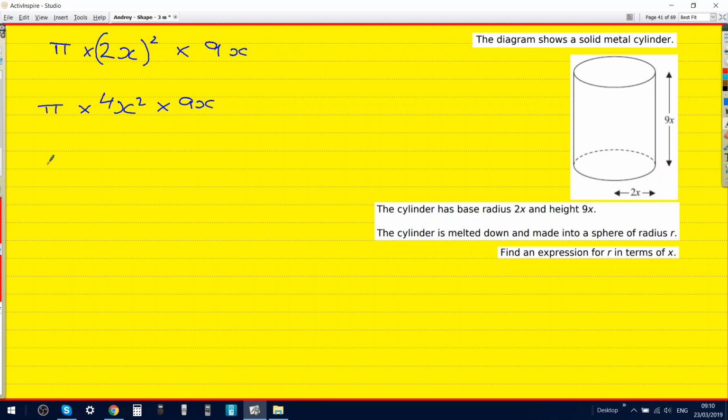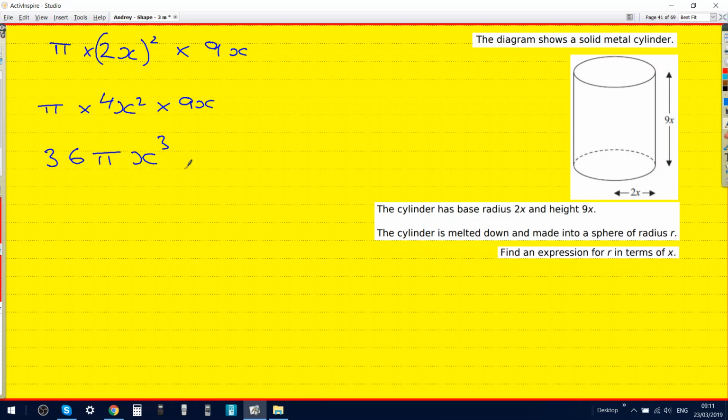Can that be simplified any more? Yep. 4 times 9, 36. So 36 pi x squared times x, x cubed. That's it. So that's the volume of the cylinder. That is melted down into a sphere.